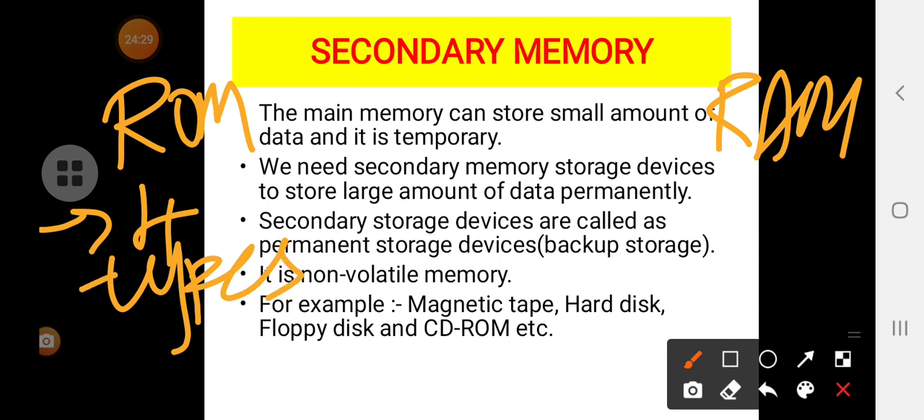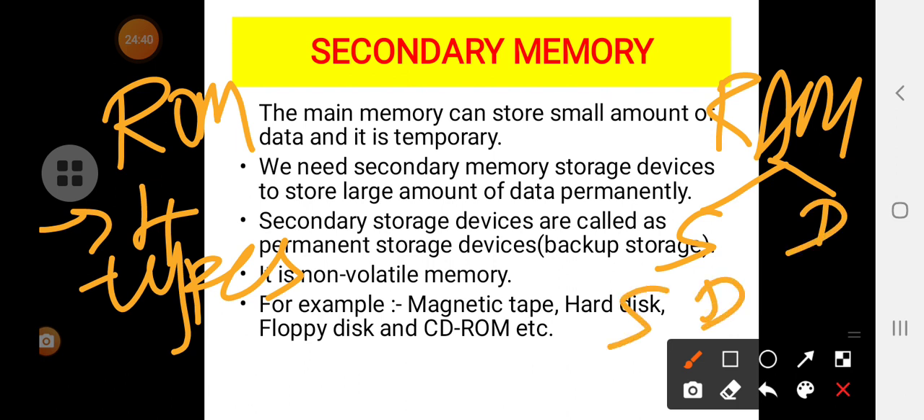PROM, EPROM, EEPROM and flash memory. Okay, so those were the four types. In RAM there are SRAM and DRAM, and then SDRAM was there, and DDR SDRAM was there. So this you have to remember, and then differences between ROM and RAM you have to remember. Okay, so next thing is secondary memory.